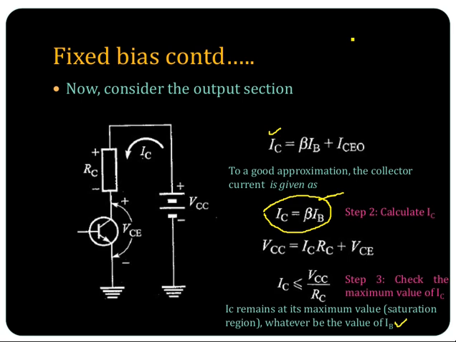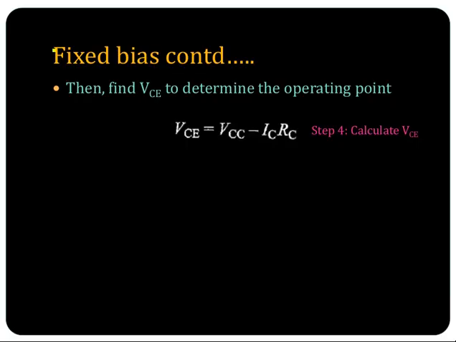If you want to know the operating point, what are the points you need to know? You need to know the value of IC and the value of VCE. These represent the operating point. In coordinate format, the x coordinate will be VCE and the y coordinate will be IC. So this gives the operating point in the output characteristics. In this fixed bias circuit, we find VCE to determine the operating point. How to find VCE? VCC minus IC RC will give you VCE.